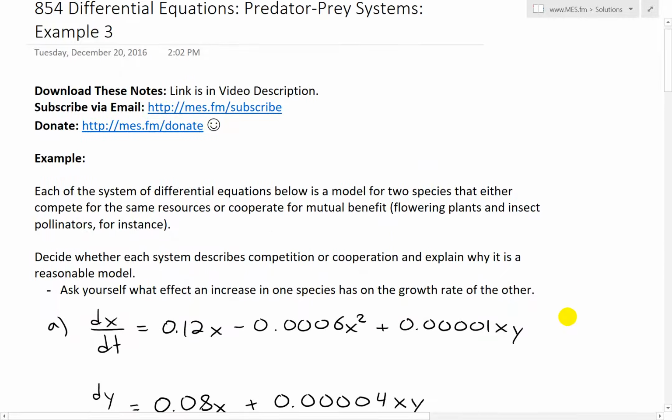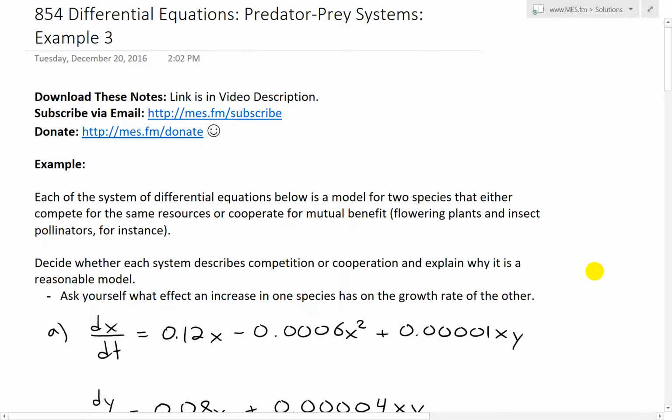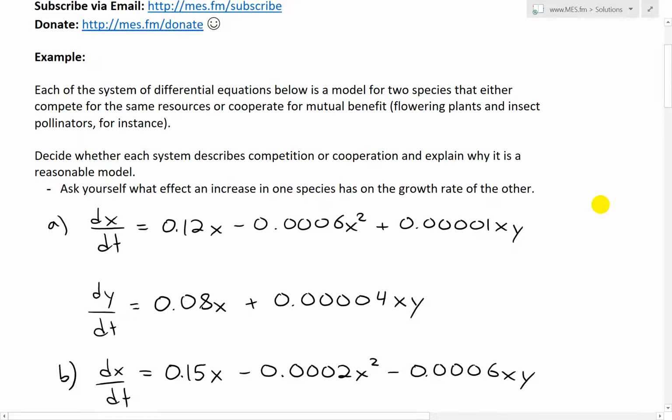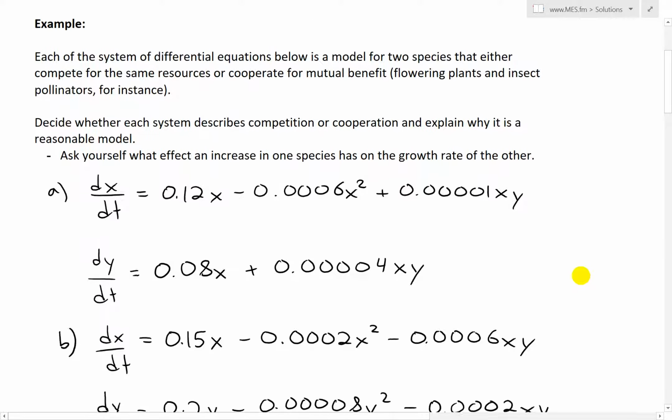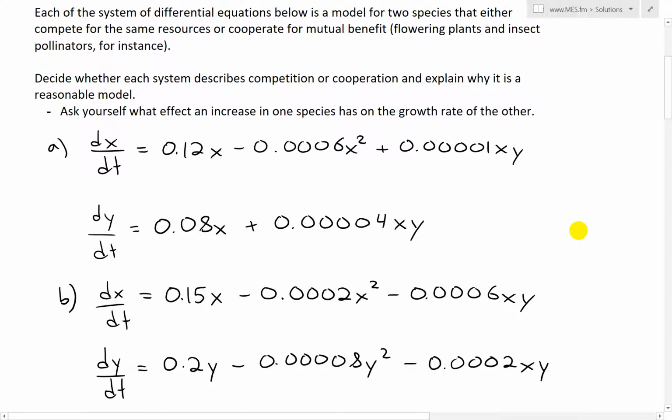This is a bit different from my earlier videos on predator-prey, where the predator eats the prey and the prey has its own food supply. So these are slightly different models for these two species types. In this example, we're asked to decide whether each system describes competition or cooperation and explain why it is a reasonable model. A hint that my calculus book gave was to ask yourself what effect an increase in one species has on the growth rate of the other one.